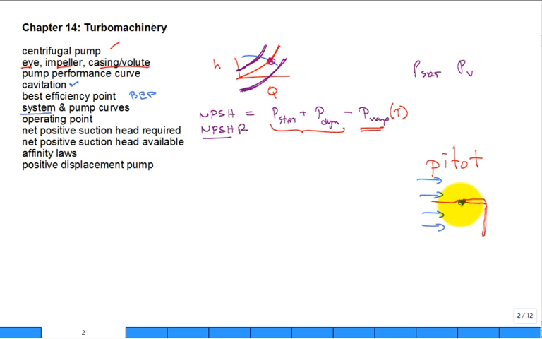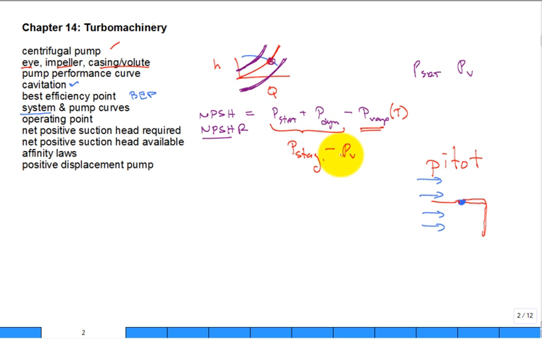Stagnation. So the static pressure plus the dynamic pressure equals what pressure? Stagnation pressure. It's the stagnation pressure, P stag. So another way to look at net positive suction head is it's the stagnation pressure minus the vapor pressure, saturation pressure, and different names for that pressure, but we know what we're talking about. Let's call it the vapor pressure of the fluid.